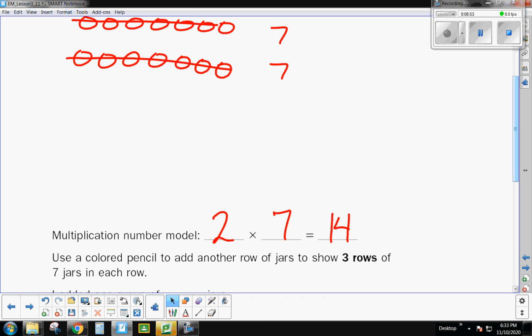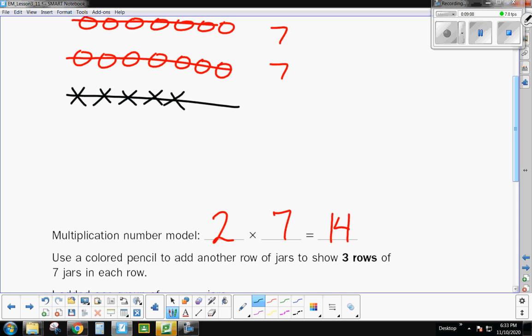Okay, so now maybe if you don't have a colored pencil, maybe you could just do the row in a different shape. So now I'm going to do another row, but this time maybe you're going to use X's instead, just so that you can make it look different. 1, 2, 3, 4, 5, 6, and 7.